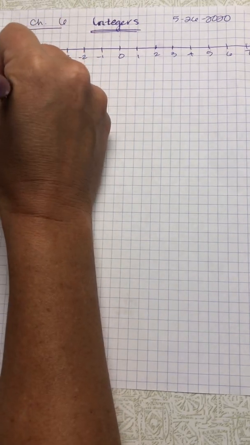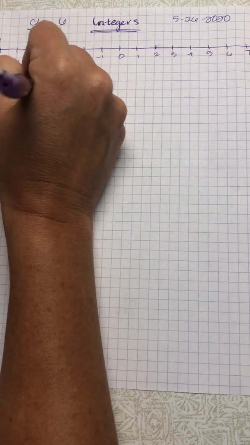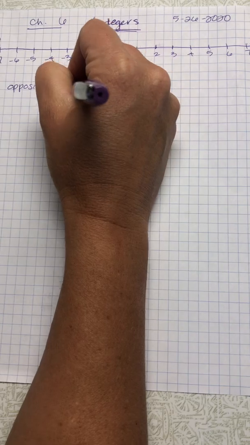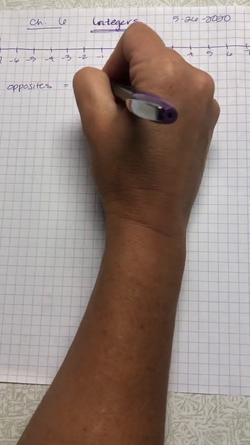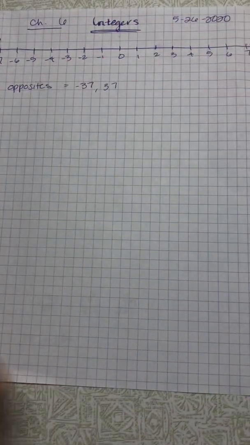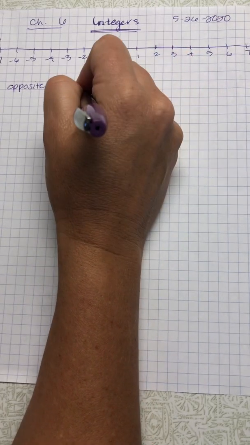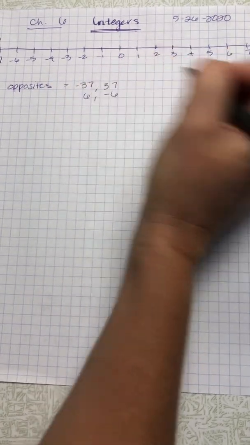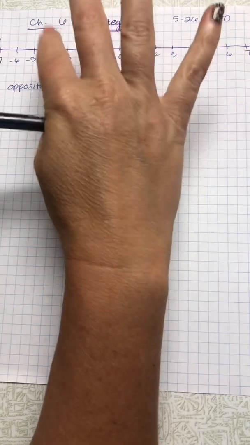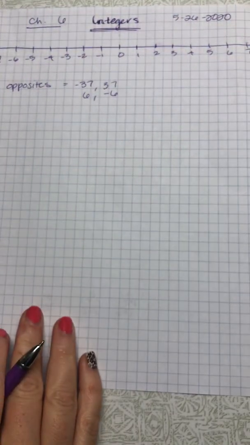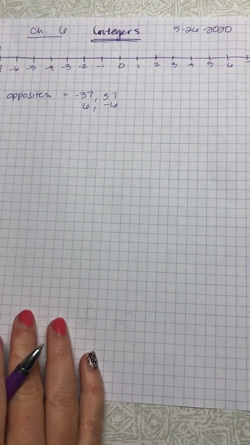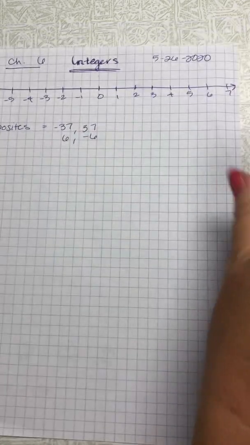We also talked about opposites in this lesson, right? If I say negative 37, the opposite is 37. If I say 6, the opposite is negative 6, right? So opposites are positives and negatives. We also did some comparing, okay, some comparing.